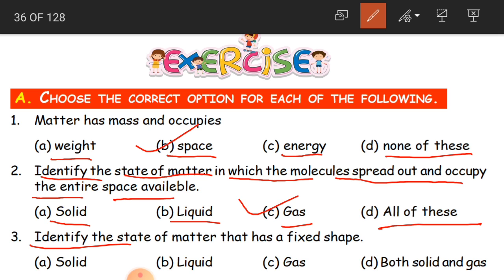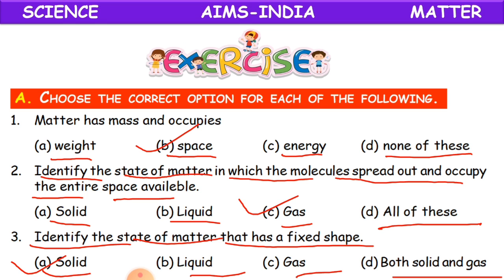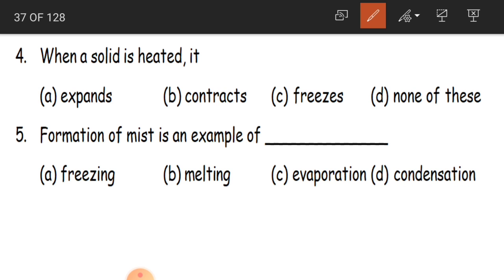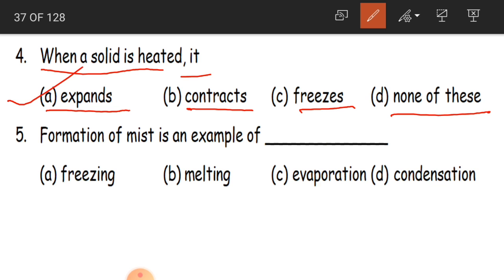Third question, identify the state of matter that has a fixed shape. It has a fixed shape. Okay, is it solid, liquid, gas, or both solid and gas? And the answer is solid. Okay children. Now the fourth question, when a solid is heated, what is going to happen? Is it going to expand, contract, freeze, or none of these? When a solid is heated, it is going to expand.